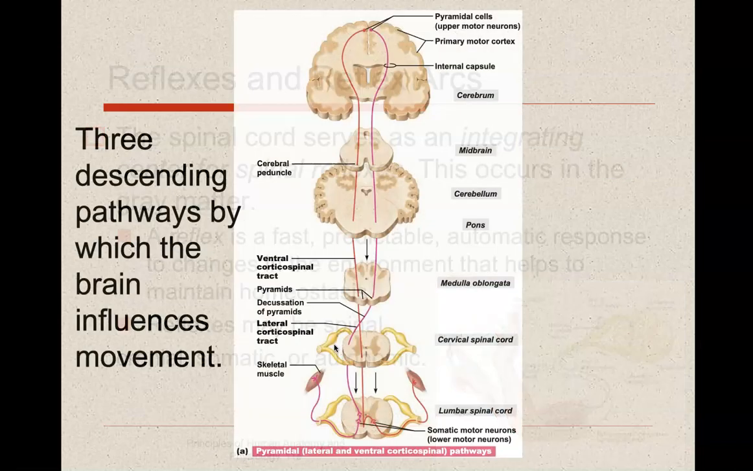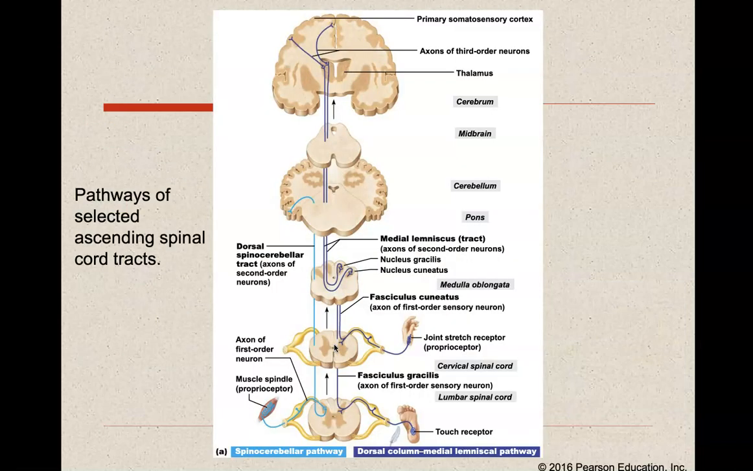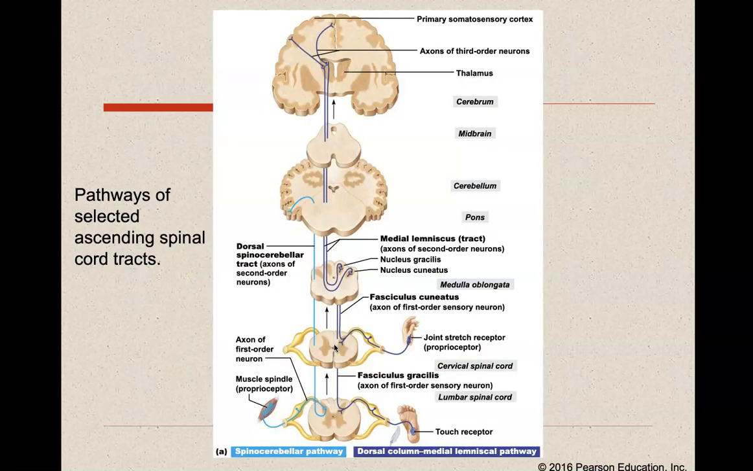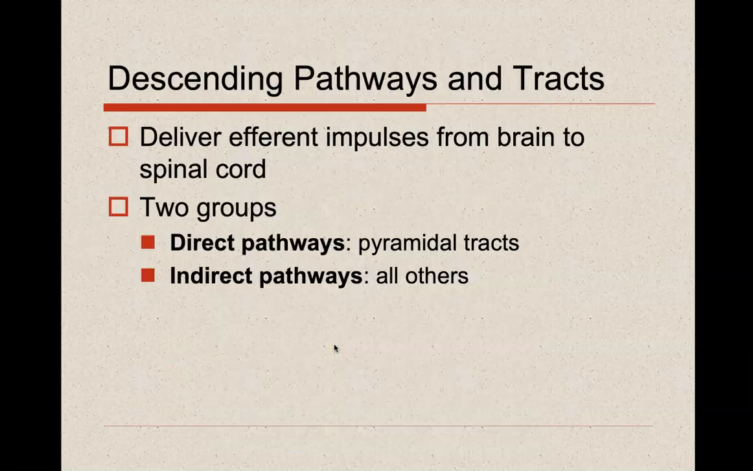But again, I'm not going to focus a lot on that. I want you to know first order neurons, second order neurons, and third order neurons, because we do use those terms later on in 202. So I do want you just to be aware of what a first order, second order, and third order neuron is. At least be able to recognize what it is.